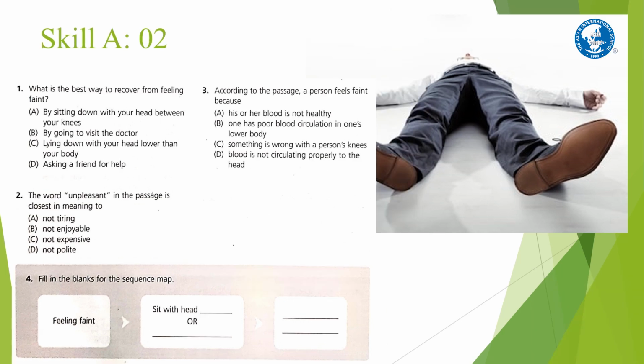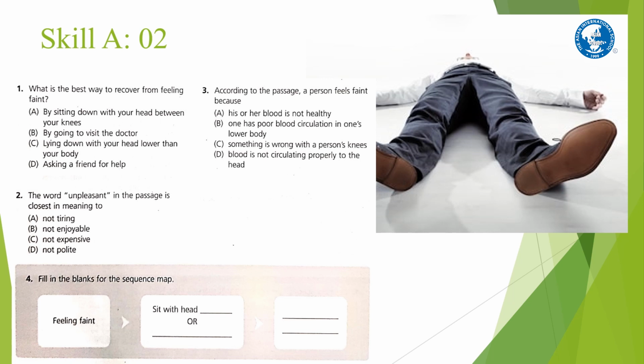Question number 1, what is the best way to recover from feeling faint? Correct answer, A, by sitting down with your head between your knees. Question 2, the word unpleasant in the passage is closest in meaning to what? Is it A, not tiring, B, not enjoyable, C, not expensive, or D, not polite? It is B, not enjoyable.